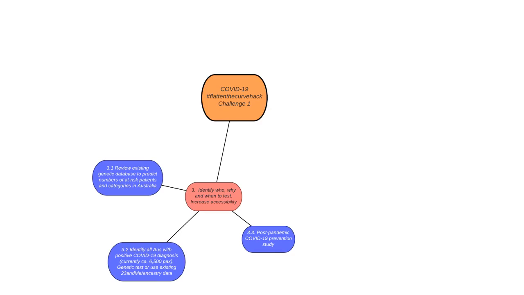Identify all the Australians with positive COVID-19 diagnosis, about 6,500 at the moment, and either use their existing genetic tests if they've got them or take one. And we propose a study afterwards. Then we'll protect the vulnerable populations we identified by stratifying them into low, medium and high risk.